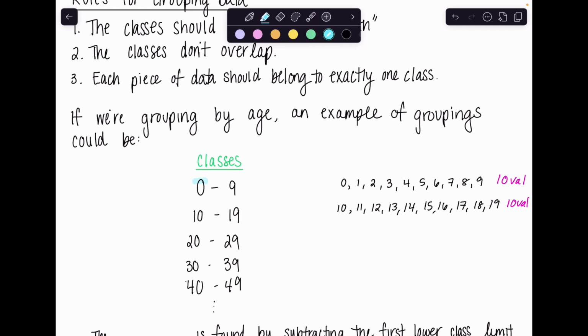These values that start the different classes are the smaller ones, so these are called the lower class limits. The values that end that grouping are the higher values, and we call them the upper class limits. Okay.